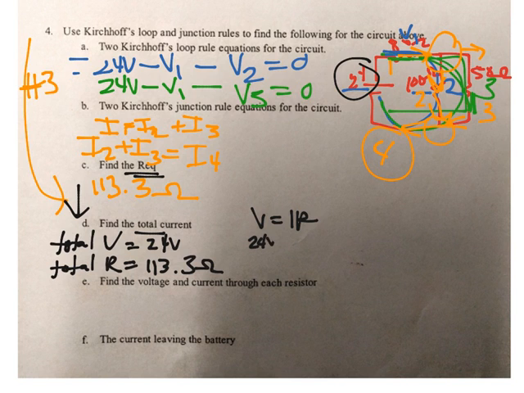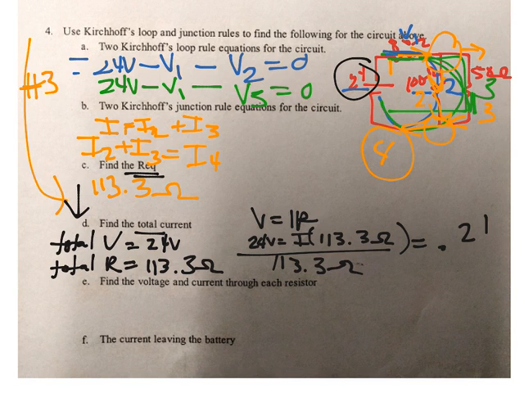So you know this is 24 volts equals a current we don't know yet times the resistance, which is 113 ohms. Divide on both sides and this will equal 0.21, I'm just going to round it here, amps. Now I want to find the voltage and current through each resistor.